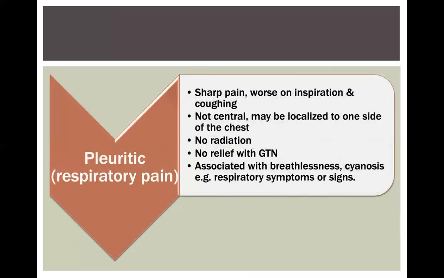Pleuritic pain is usually respiratory pain, it is sharp pain that is worse on inspiration and coughing. It is not central, as we told you before. It occurs in the peripheral sides of the chest. It may be localized to one side of the chest or one area of the chest, depending on the cause and the size of inflammation or infarction or the lesion. No relief with GTN, there is no radiation. It is associated with breathlessness, cyanosis, cough, meaning respiratory symptoms or signs.